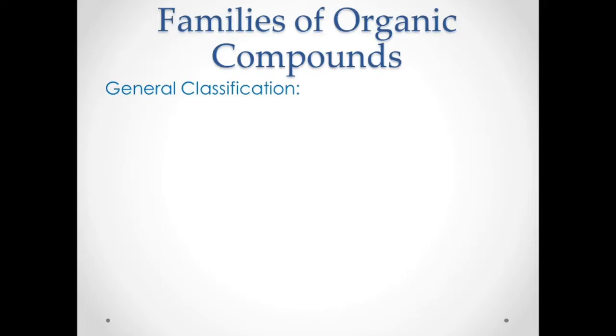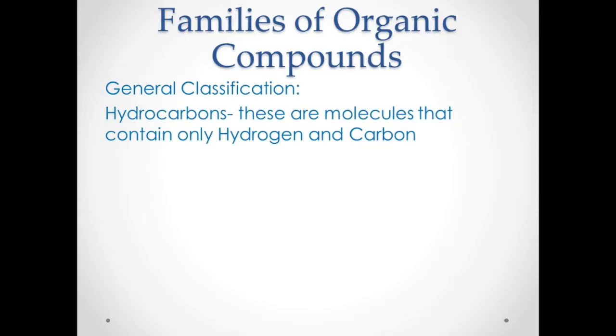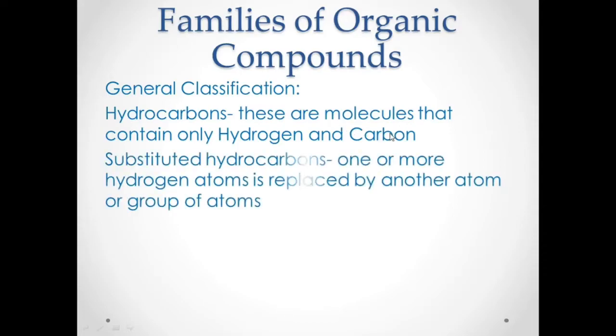So we have general classification for organic compounds. Number one is hydrocarbons. Hydrocarbons are molecules that contain only hydrogen and carbon. From the word itself, hydro means coming from hydrogen, and you have carbon. So these are compounds that contain carbon and hydrogen only. And we have also substituted hydrocarbons. That means that one or more hydrogen atoms is actually replaced by another atom or group of atoms.